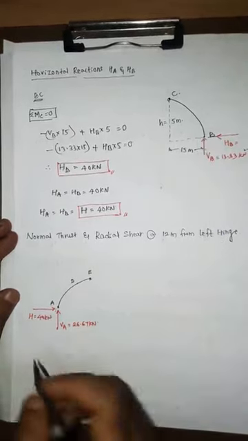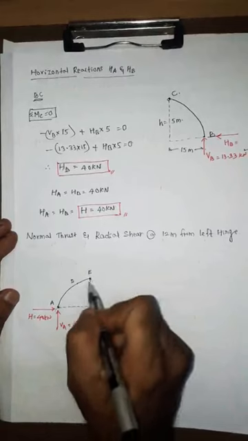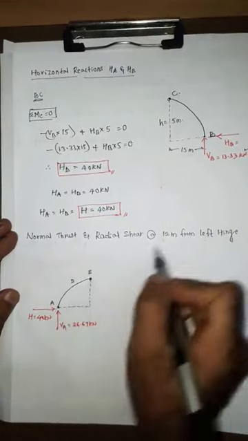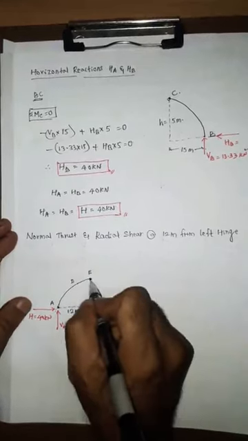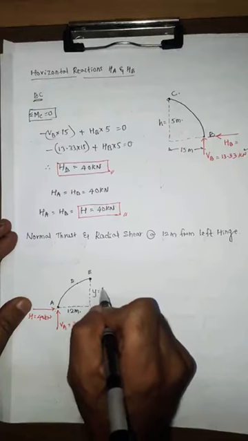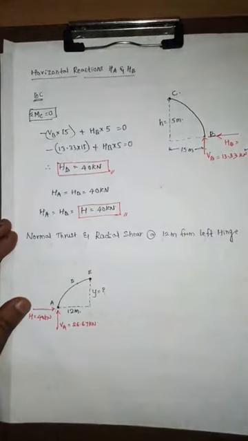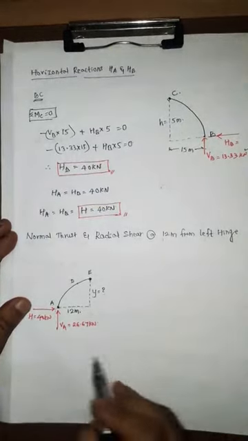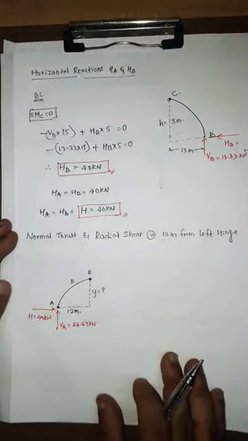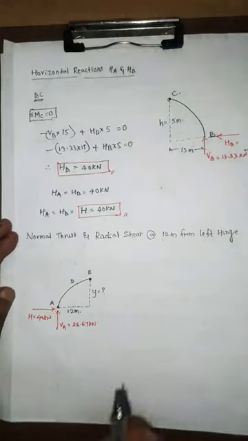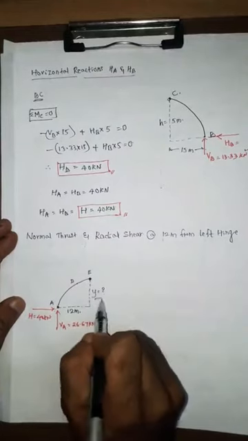As given in the problem, you have to find the normal thrust and radial shear at 12 meter. So from support A, this will be 12 meter, and this vertical ordinate we don't know. We have to find this vertical ordinate first. Before finding the normal thrust and radial shear, we'll find this vertical ordinate.